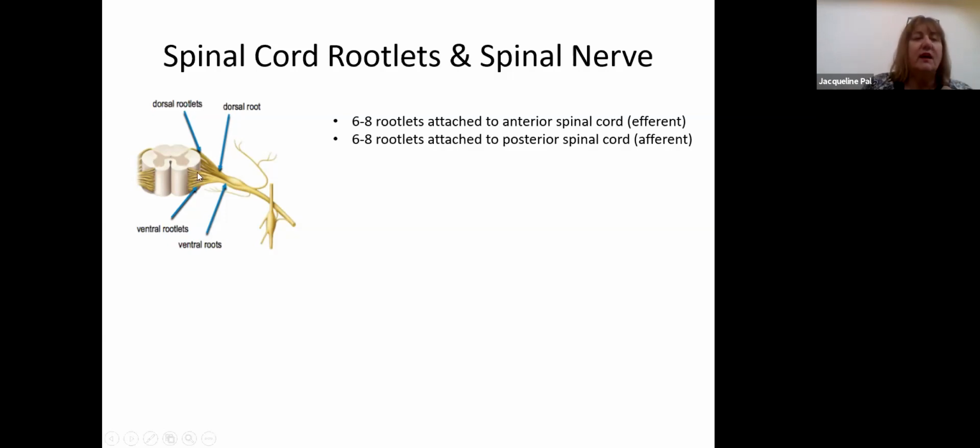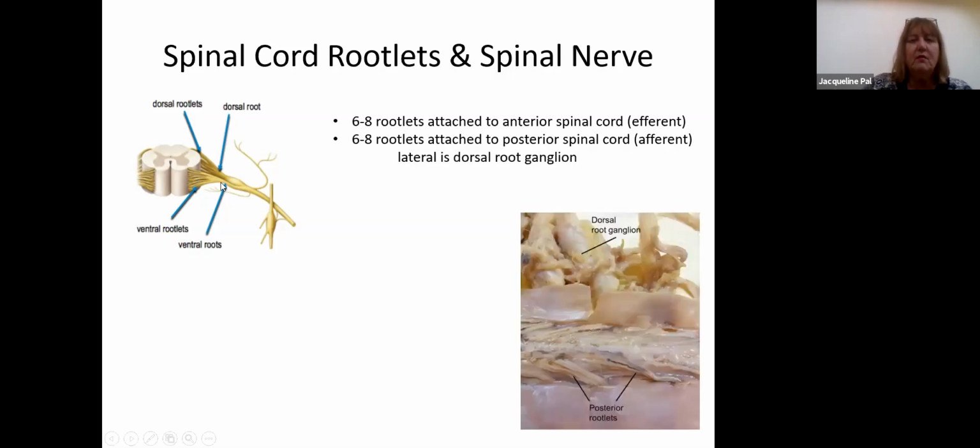On the ventral side of the spinal cord, we're going to have an equal number of ventral rootlets, and these are going to be carrying motor information out of the spinal cord. So these are efferent rootlets, and they all condense to form a ventral root.